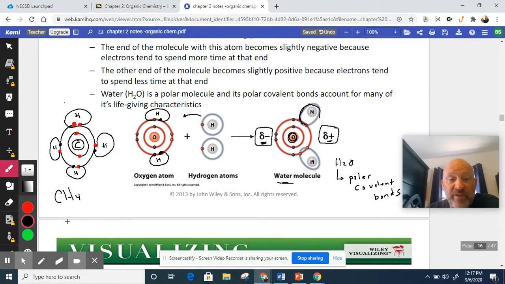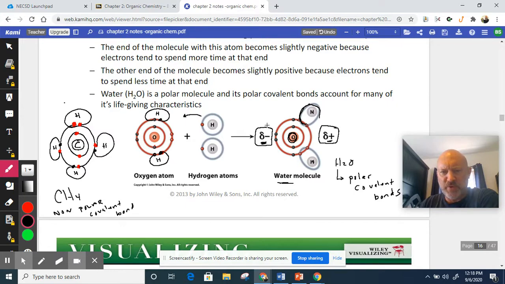But what's different about this is the sharing is equal, right? So the electrons are orbiting the carbon and each hydrogen equally. So this is called a nonpolar covalent bond. Because the electrons are being shared equally amongst all the different components, it doesn't take on a slightly negative charge on one end and a slightly positive charge on the other end like water does. All right?